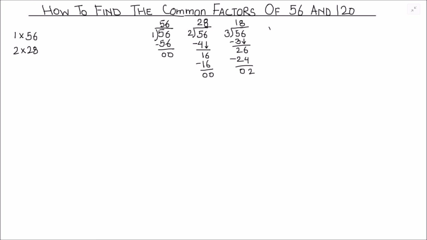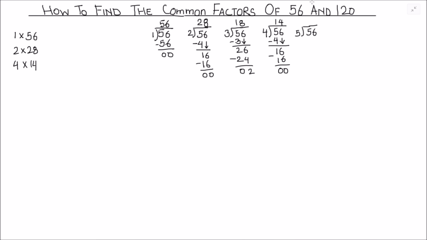Next we'll divide 56 by 4. So 4 times 1 is 4. Remainder is 1. Then we'll drop down 6, it becomes 16. And 4 times 4 is 16. And we got 0 as the remainder. That means 4 is a factor of 56. So we'll write two factors as 4 times 14.